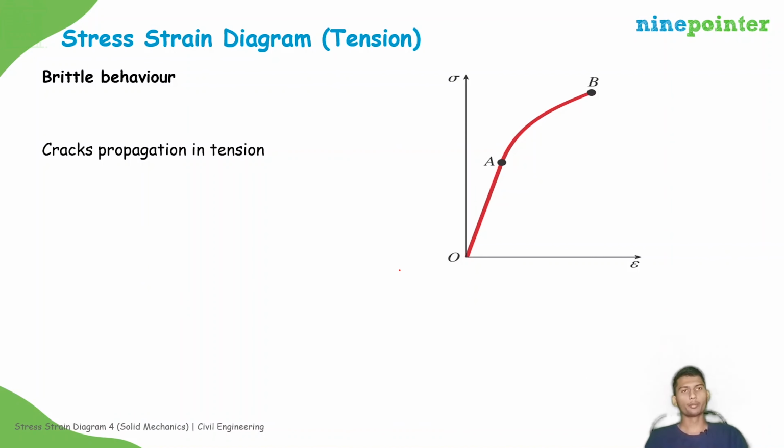Now let us go to the brittle behavior. We already discussed ductile behavior. We said that in ductile behavior, after the elastic limit, the material will have more strain before failing, meaning it will give us some signals before failing. But in the case of brittle materials, after the elastic limit, after a certain increase in the load, it will fail suddenly. So the diagram will typically look like this. This is the elastic region.